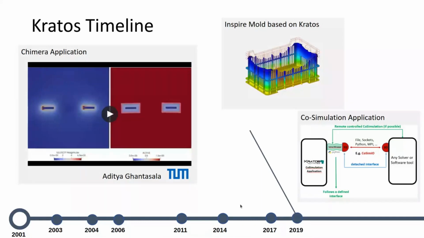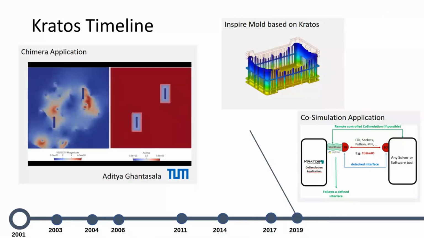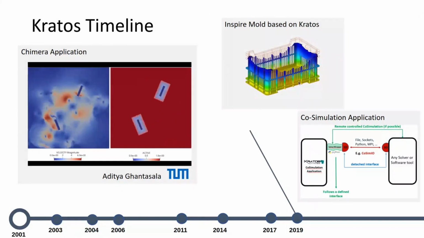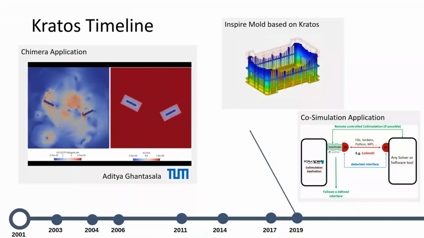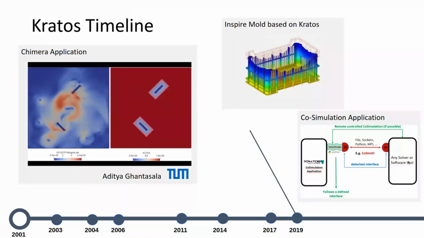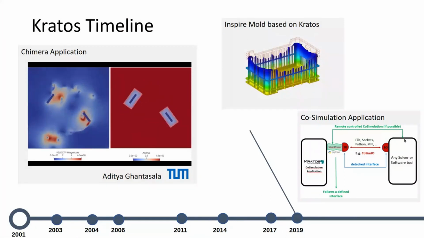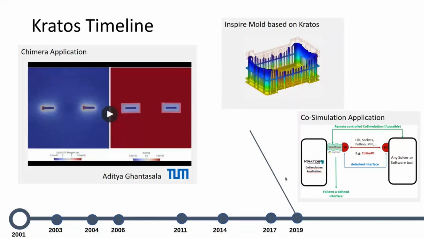In 2019, and this is the last step that I'm showing here, is the Chimera application developed at the Technical University of Munich. Altair creates this product, which is InspireMold, which is based on Kratos. And another one, for example, the CoSimulation application. Now Kratos can interact with other solvers via some kind of communication protocol, and then you can use Kratos with another software with this CoSimulation application. Also in 2019, I joined at the end of 2019 to start implementing the reduced order model application.